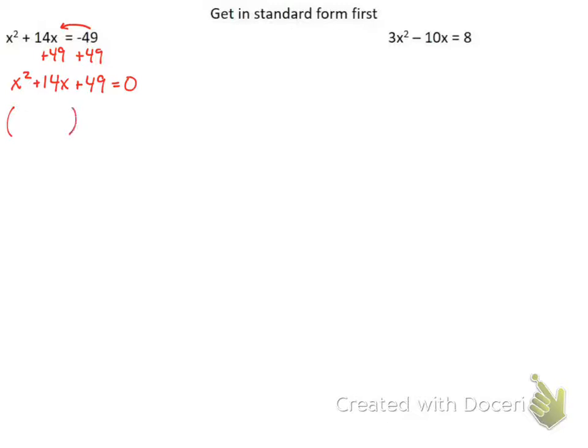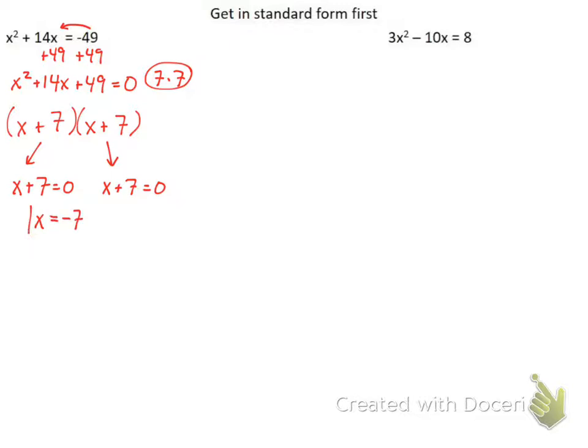It's an easy one, so I can just go right to my parentheses. Both plus signs. Two numbers that multiply to get me 49 and add to give me 14 will be 7 and 7. Do the arrow thing. Get x plus 7 is equal to 0, and x plus 7 is equal to 0. So I get x is equal to negative 7 by subtracting it to the other side, and x is equal to negative 7 by subtracting it to the other side. It's called a double root. You have two solutions that are the same.